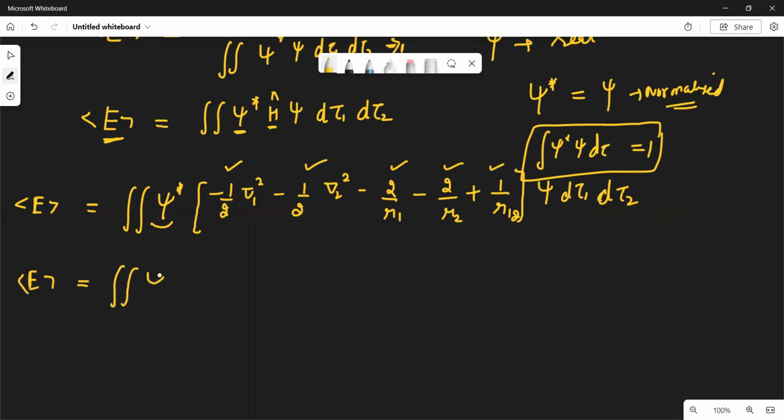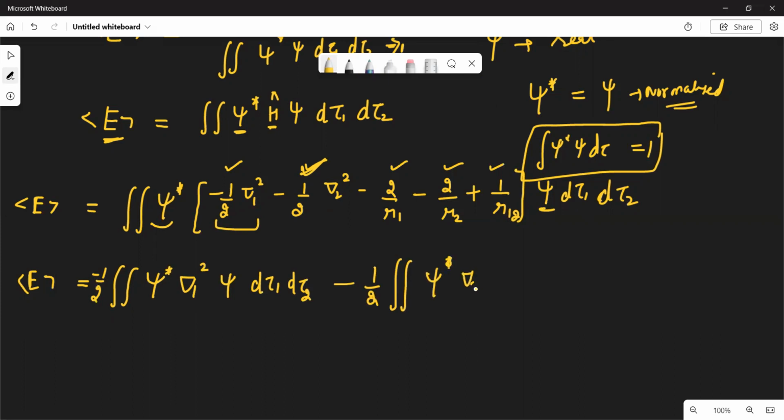So this is psi star. This is 1 by 2 del 1 square. So I'm writing 1 by 2 out of the integration sign. Here I'm writing del 1 square. Here we have psi. I'm just multiplying the wave function inside the bracket. d tau 1 d tau 2. Similarly, write for the second term. Minus 1 by 2 integration psi star del 2 square psi d tau 1 d tau 2.